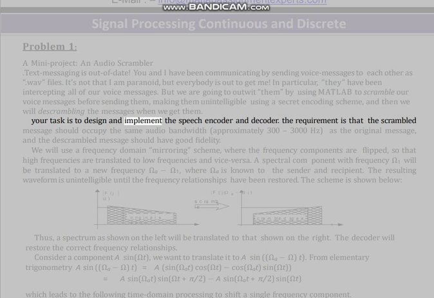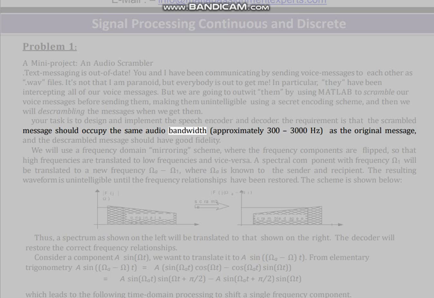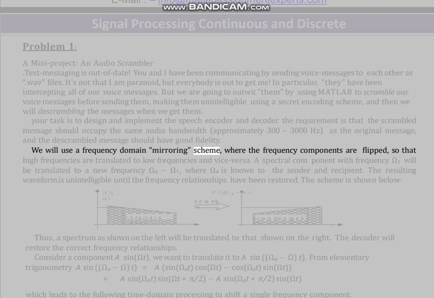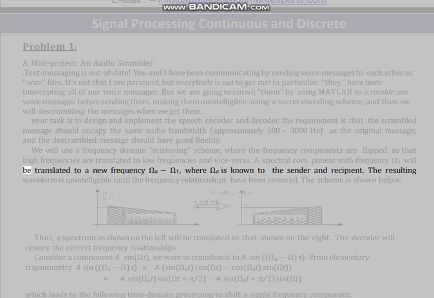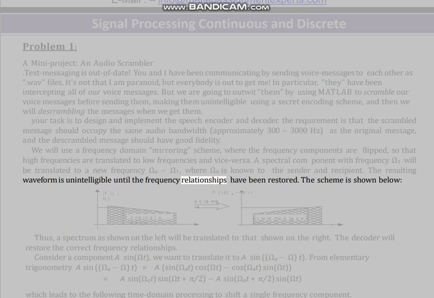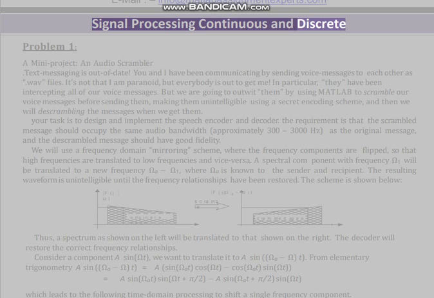Your task is to design and implement the speech encoder and decoder. The requirement is that the scrambled message should occupy the same audio bandwidth, approximately 300 to 3000 Hz, as the original message, and the descrambled message should have good fidelity. We will use a frequency domain mirroring scheme, where the frequency components are flipped, so that high frequencies are translated to low frequencies and vice versa. A spectral component with frequency omega-1 will be translated to a new frequency omega A minus omega-1, where omega A is known to the sender and recipient. The resulting waveform is unintelligible until the frequency relationships have been restored. The scheme is shown below. Signal processing, continuous and discrete.